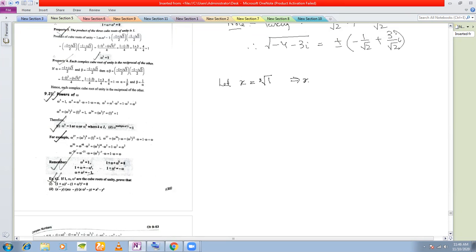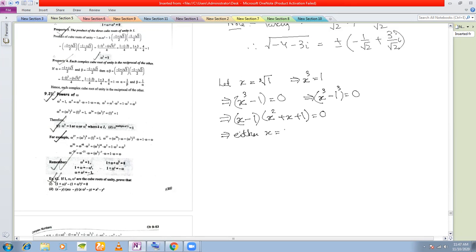So I get x cube is equal to 1. That means I get x cube minus 1 is equal to 0. That means a cube minus b cube must be equal to 0. That means x minus 1 into x square plus x plus 1 is equal to 0 from a cube minus b cube formula. That means we are getting either x is equal to 1 or x square plus x plus 1 is equal to 0.